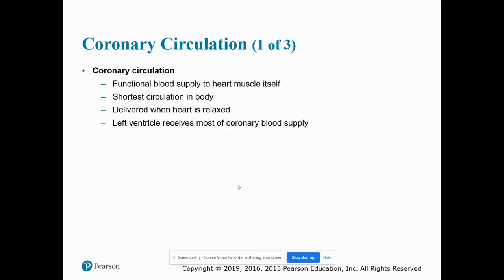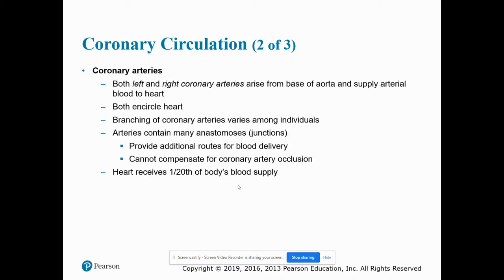And then we talk about coronary circulation. What coronary circulation does is it supplies blood to the heart muscle itself. It's the shortest circulation in the body, and it's delivered when the heart is relaxed. The left ventricle receives most of the coronary blood supply, which makes sense because the left ventricle is what's working the hardest.